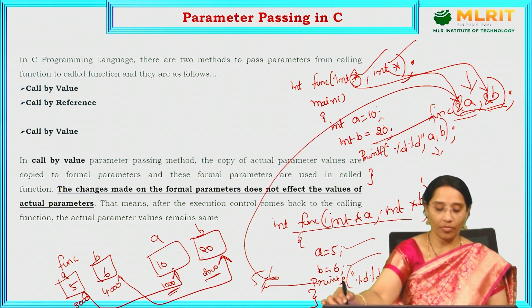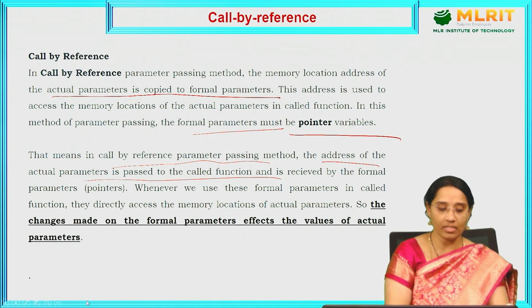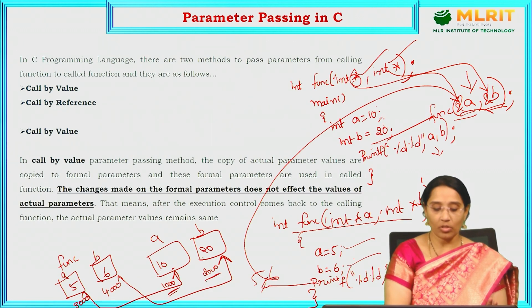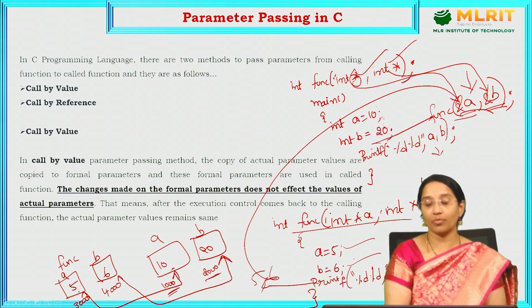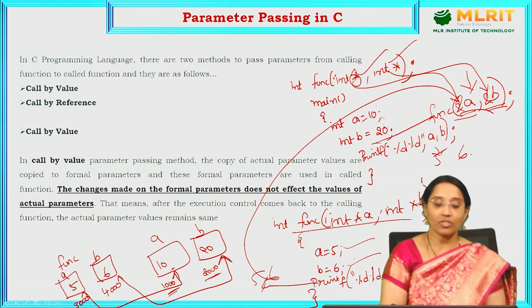So address of a is what? The address of a here is 3000. The value located at 3000 is what? 5. So here you will get 5 and 6. So this is call by reference.